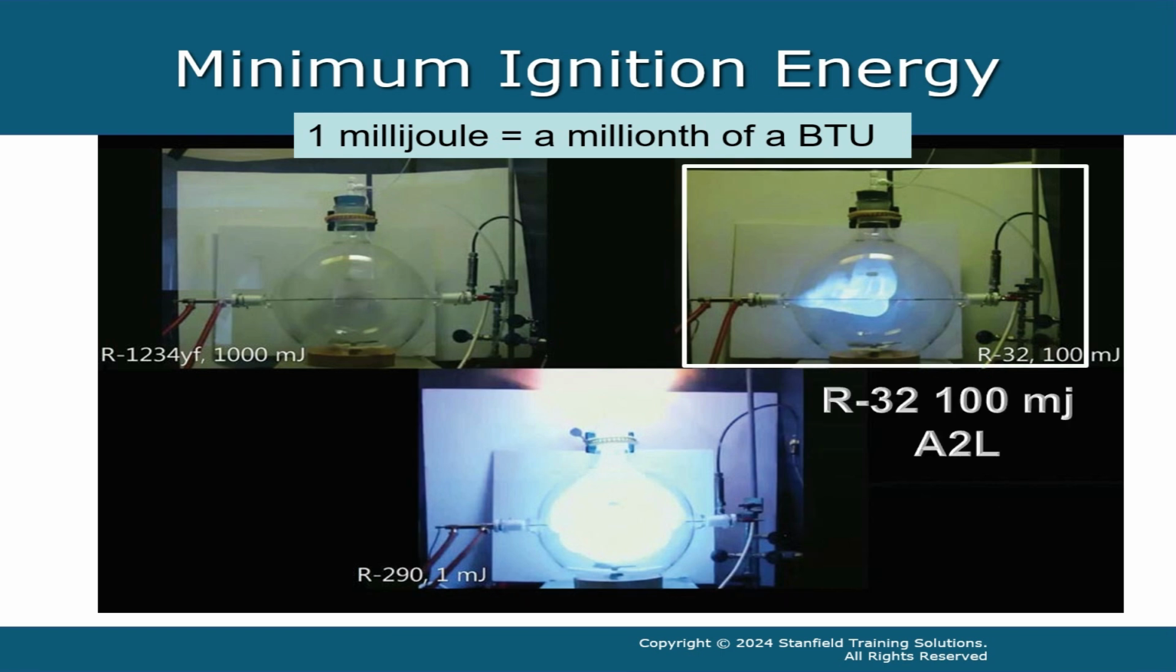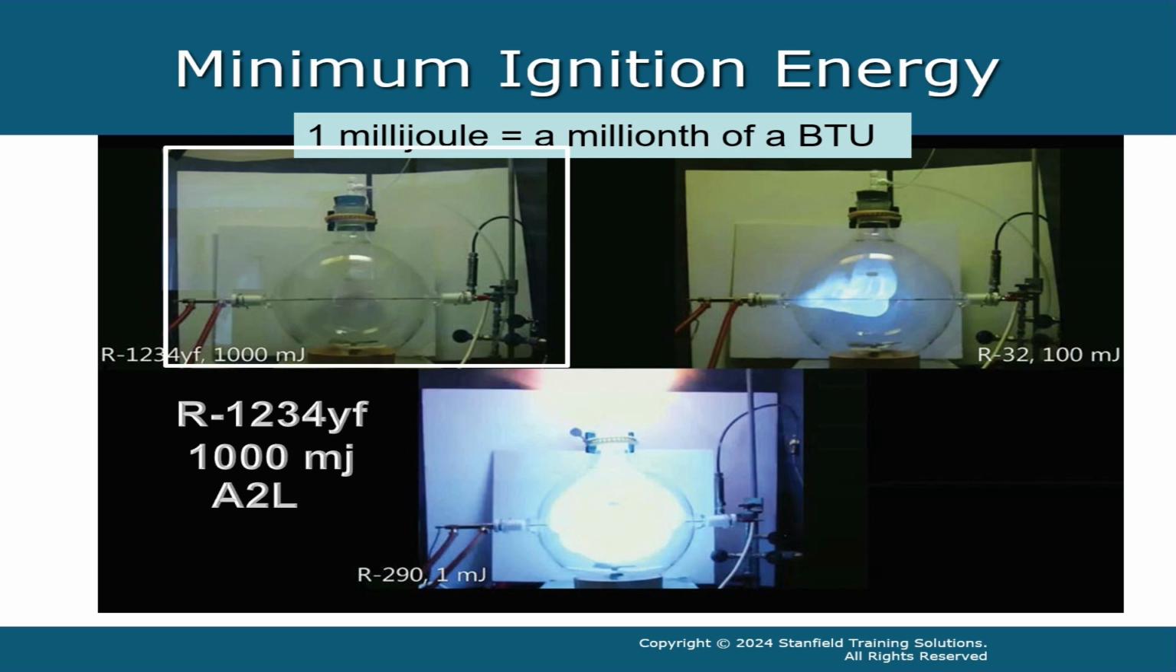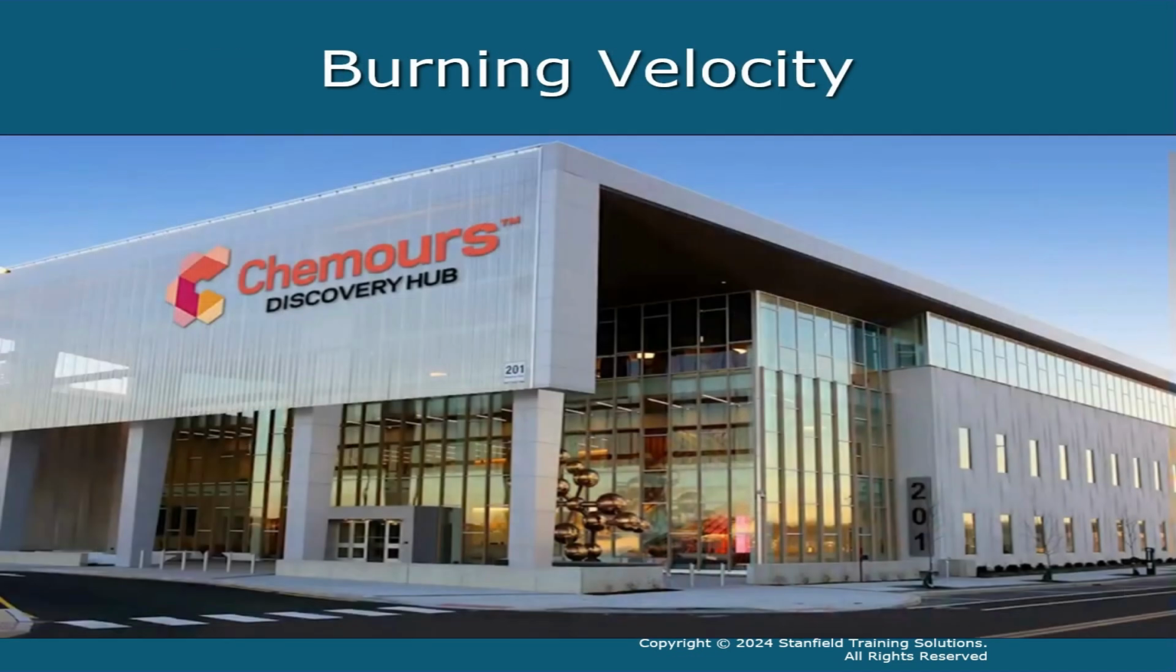R32 requires 100 times as much energy, 100 millijoules, and the resulting flame is far less dramatic. R1234YF does not ignite even at 1,000 times as much energy, 1,000 millijoules. In fact, it takes over 4,000 millijoules of energy to ignite a combustible mixture of R1234YF. I think the best way to explain flame velocity is to show it to you.